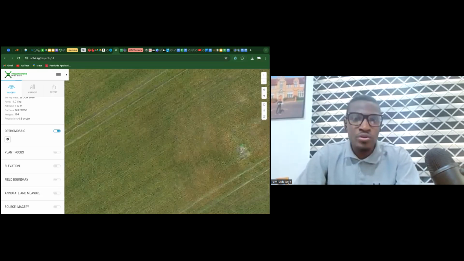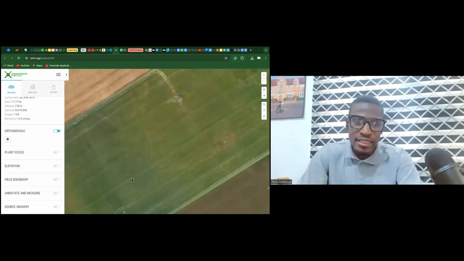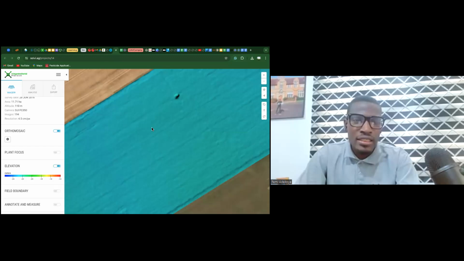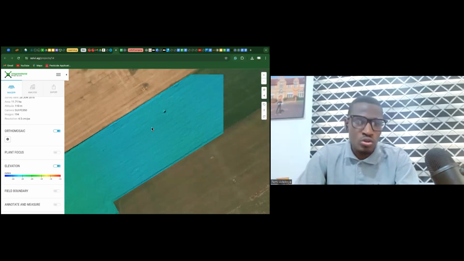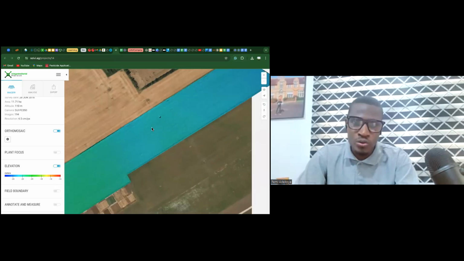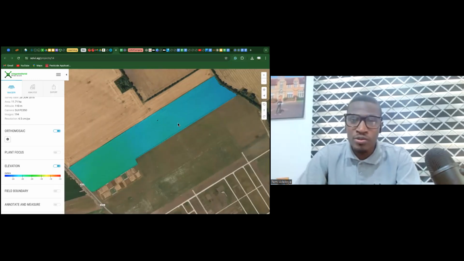Now, what else can I do with this data, with this auto mosaic that I have? I can also get the elevation map of the farm. That's because I have been able to go to the farm with my drone. This elevation map is represented in colors, but you will see this left side of the field, the southwest side of the field, and the northeast side of the field.